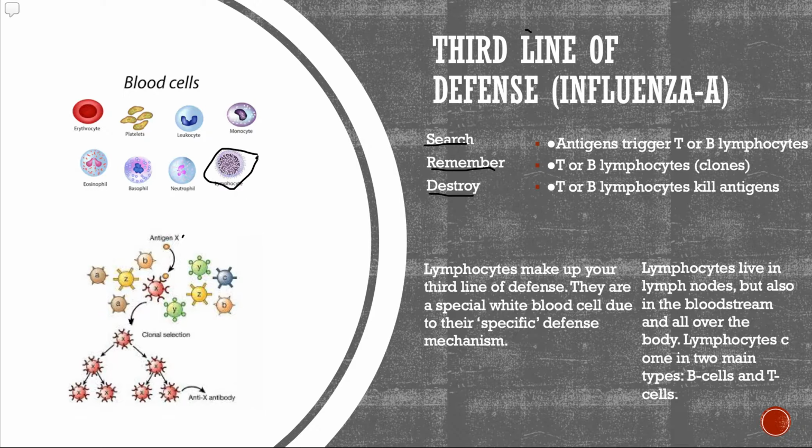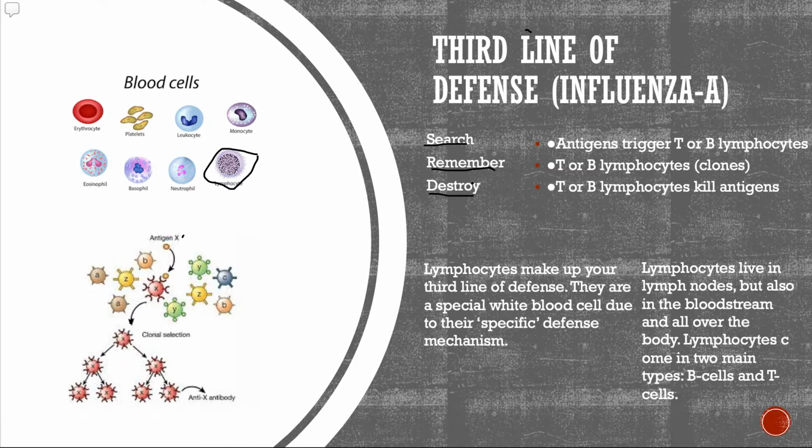So a lymphocyte will be the main cell that we'll be talking about within the third line of defense. It's pretty much what makes up the third line of defense and what stops antigens from affecting your body and what releases them out of your body. They're a special white blood cell due to their specific defense mechanism. This means that they target certain antigens, specifically that antigen, and in these steps, they search, remember, and destroy.